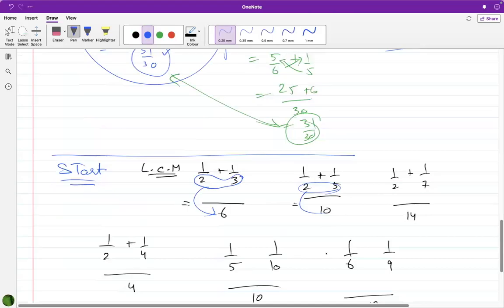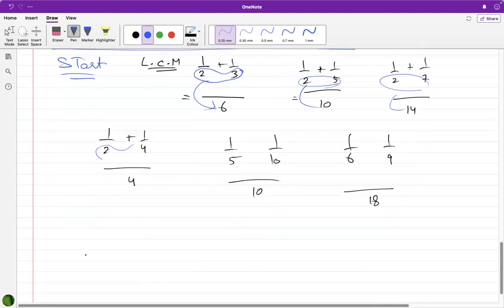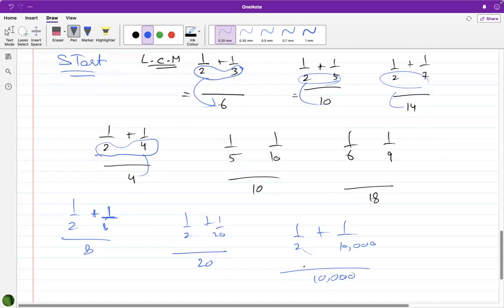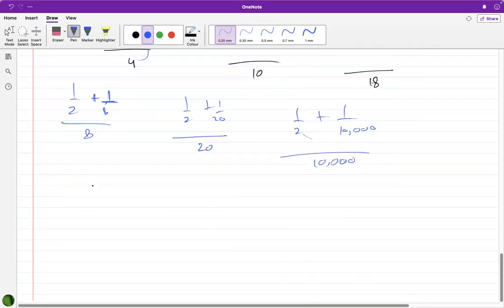So 1 by 2 and 1 by 8, what would be the LCM? 1 by 2 and 1 by 8. 8. Correct. 1 by 2, 1 by 20, LCM. 20. 1 by 2 and 1 by 10,000, LCM. 10,000. So we are very clear what the LCM is. Yes. Now, basically, 2 was 5,000 times. So these are the simple steps.